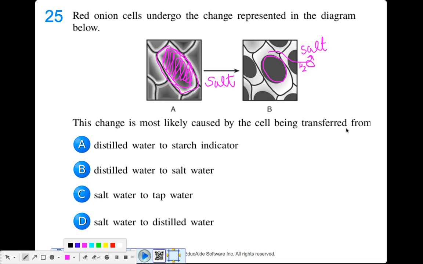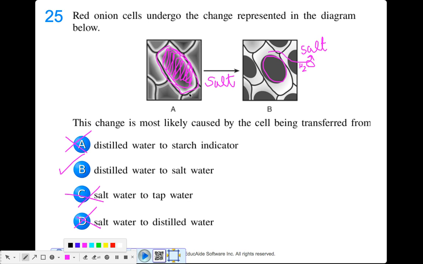Okay, the change is caused by the cell being transferred what? Distilled water to starch indicator? That would be silly. We would never do that. Distilled water to salt water? Yep. Salt water to tap water? No. If it was salt water to tap water, it would be the opposite. Although tap water might be different than distilled, salt water to any fresh water is going to have the opposite effect. So this is distilled water.